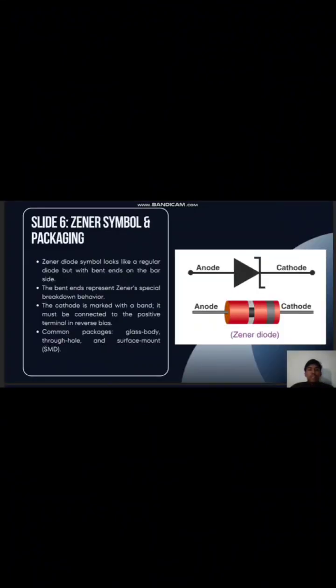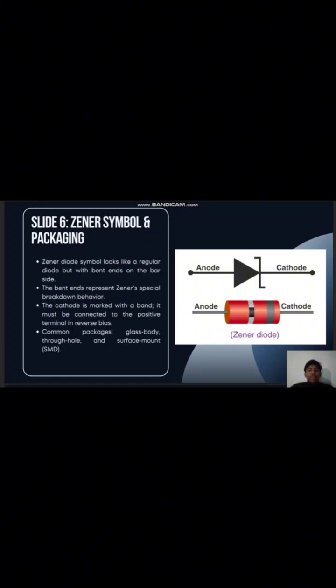Slide 6 is the Zener symbol and packaging. The Zener diode symbol looks like a regular diode but with bent ends on the bar side. The basic diode symbol is a triangle pointing to a straight line, but the Zener diode has small angled wings on the line, showing it has special reverse breakdown behavior. The bent ends represent Zener's special breakdown behavior.